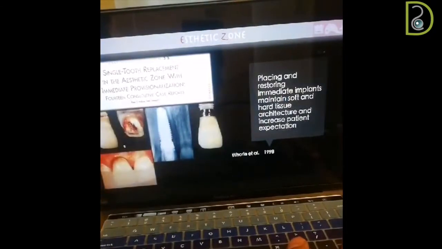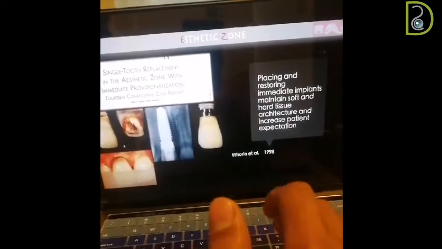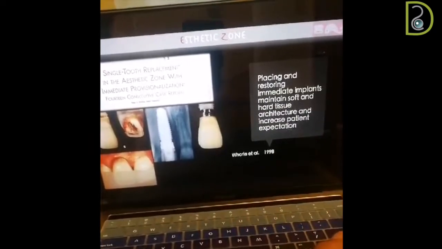So this report by Worley in 1998 is considered one of the first studies published on immediate implant and immediate provisionalization in the aesthetic zone. The objective of this principle is basically to predictably maintain both hard and soft tissue architecture and achieve aesthetic restoration in the premaxillary region. After this publication, countless studies have been conducted to understand this area more and more.